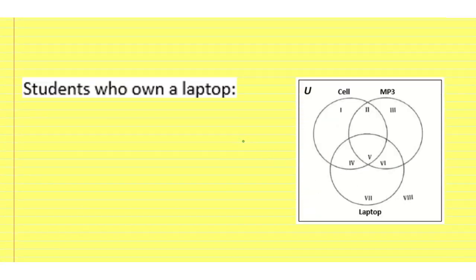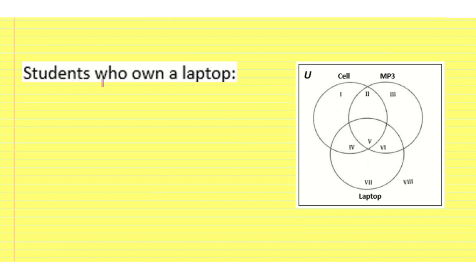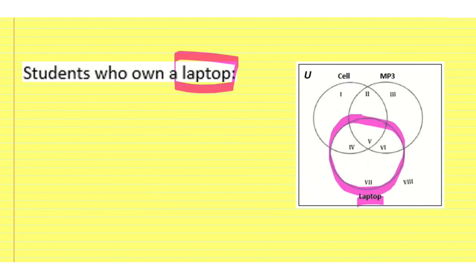Okay, next question is students who own a laptop. So here's the laptop circle. We will go and look inside the laptop circle. So all the regions that are inside the laptop circle are regions 4, 5, 6, and 7. So that's 4, 5, 6, and 7. So those regions represent the students who own a laptop.